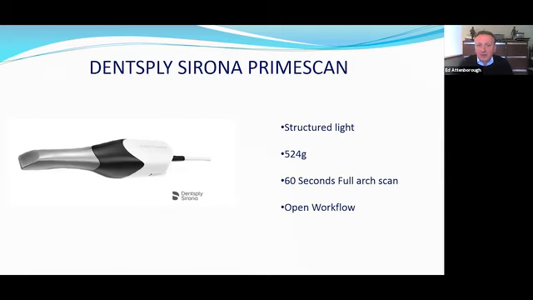But it's a very well proven system, and the software with Sirona is obviously very mature. It was one of the first technologies to come out, so there are lots of nice, interesting features in it that we'll come on to talk about a little bit later on.